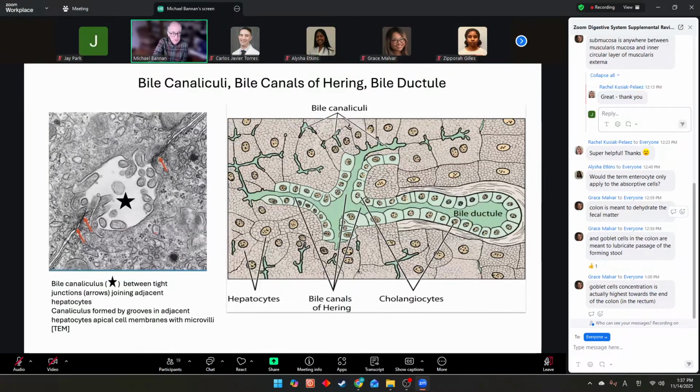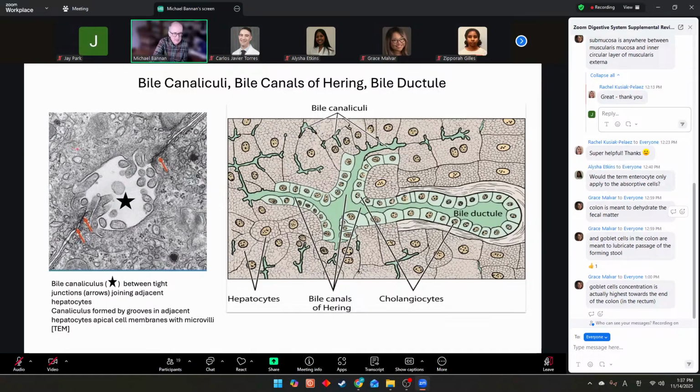This is a transmission electron micrograph that is illustrating a bile canaliculus labeled with the star. And the thing about the bile canaliculus is it does not have a separate epithelial lining. The edge of the canaliculus is formed by the cell membrane of two adjacent hepatocytes. So this is one hepatocyte, and this is a second hepatocyte.